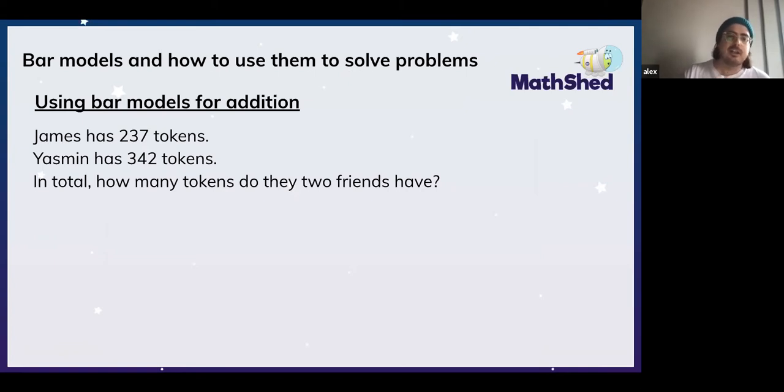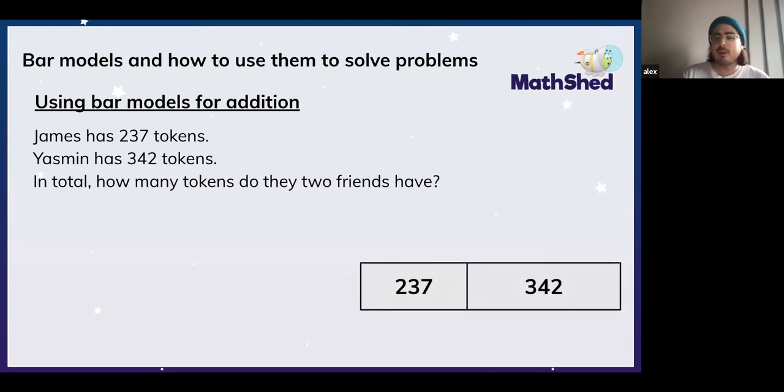So here, a relatively standard word problem, something we might encounter in lower key stage 2. James has 237 tokens. Yasmin has 342 tokens. In total, how many tokens do the 2 friends have? There is a typo there that I will fix afterwards.